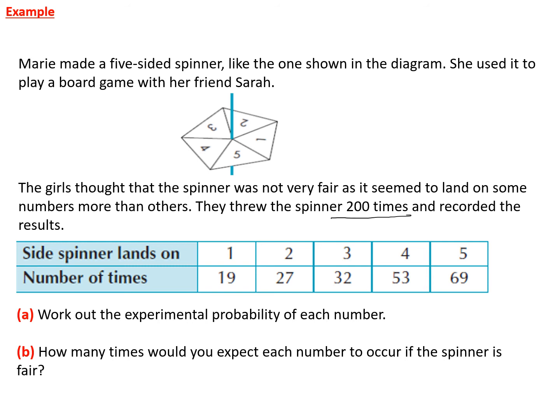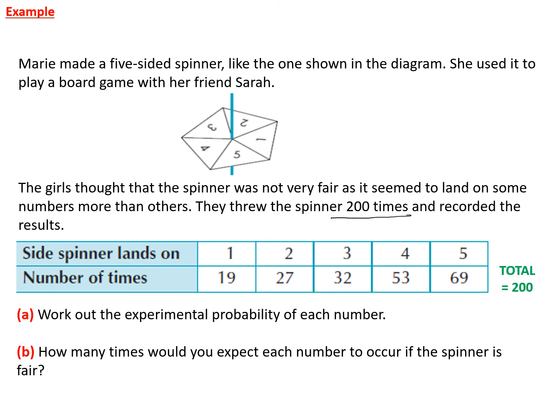And how many times did she get 1 when she spun this? 19 times she got 1, 27 times she got 2, 32 times she got 3, 53 times she got a 4, and 69 times she got a 5. Now work out the experimental probability of each number.